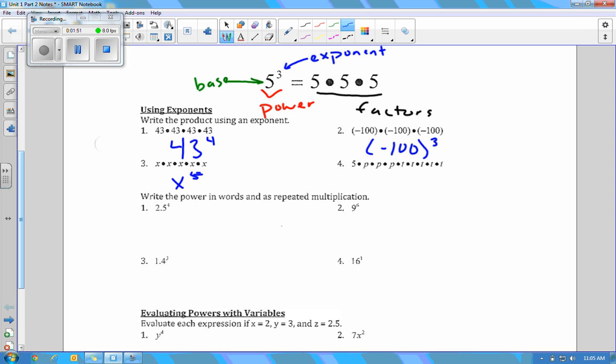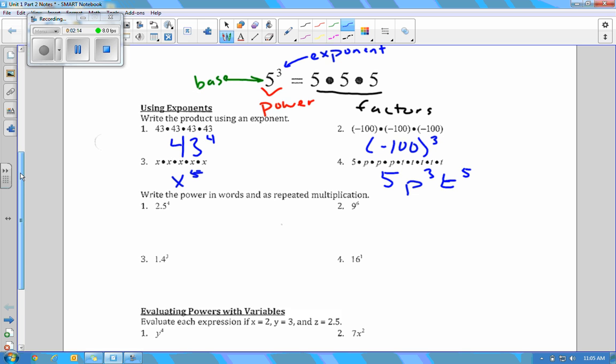And then number 4 is a little bit harder. We have 5 times p times p times p times c times c times c times c times c. So a lot going on here. So let's just start with 5 first off. There's only one 5, so we just write the 5. We have p, there's 3 of those, so that's the 3rd power. And we have c, there's 5 of those, so that's the 5th power.